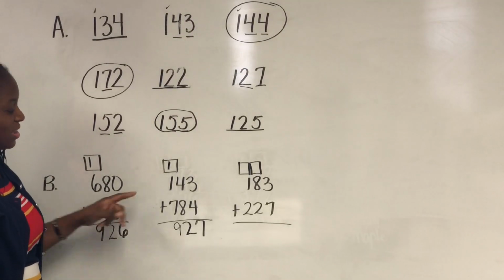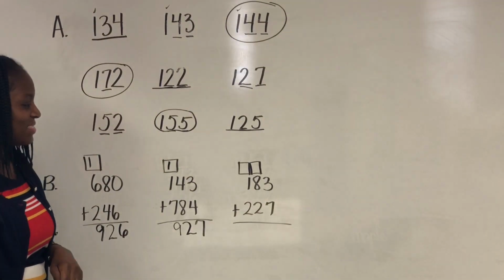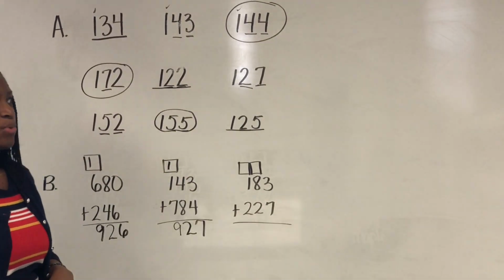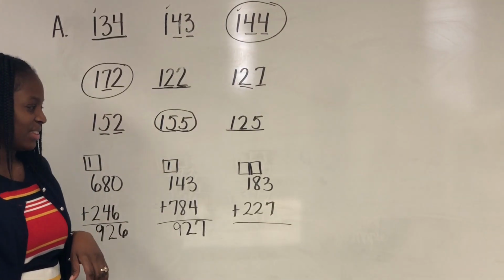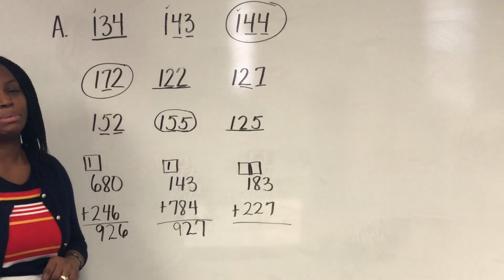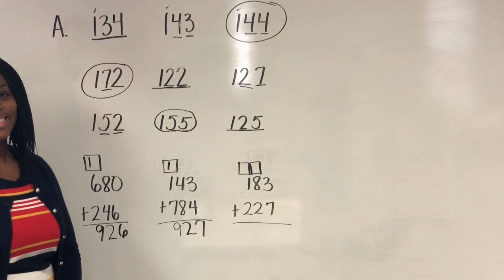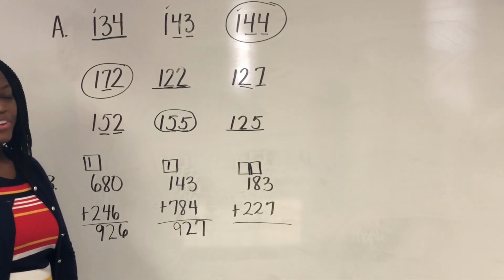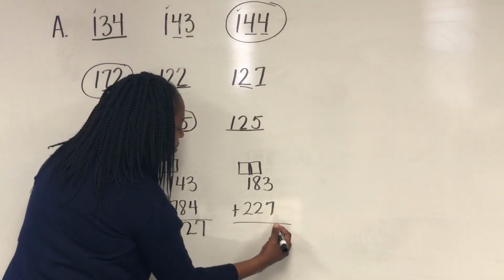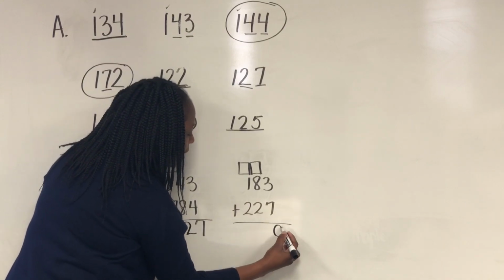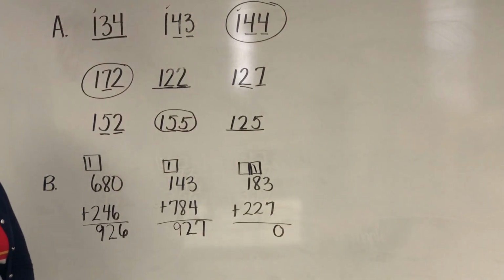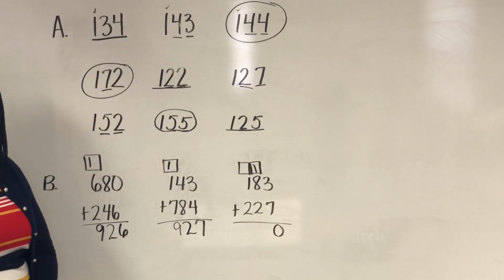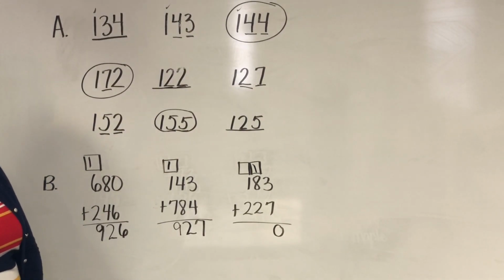All right, boys and girls, I hope you got your answer correct. All right, let's move on to our next one. We're going to carry to the tens place and the hundreds place. So, boys and girls, what's 3 plus 7? 3 plus 7 equals 10. So we put the 0 in the ones place, and then we carry the 1. Now, boys and girls, what's 1 plus 8? 1 plus 8 equals 9.